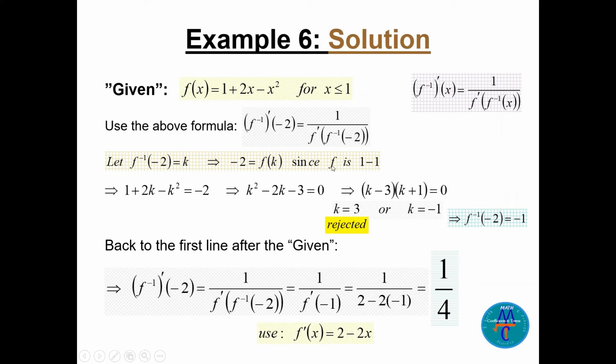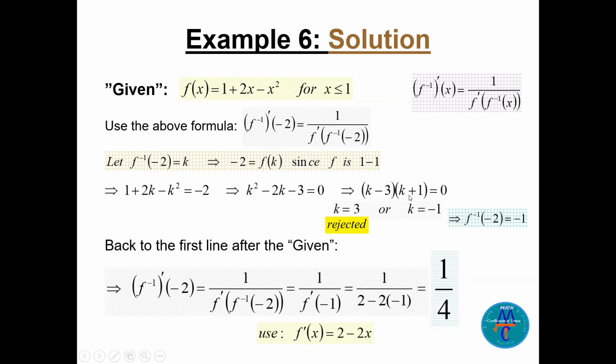Now the function is 1-to-1 for sure. f is given 1-to-1. So -2, I leave it here. f of k, I replace k in the function here: 1 plus 2k minus k squared. Then I simplify the equation. This is a quadratic equation: k squared minus 2k minus 3 is equal to 0. I factor it: (k minus 3)(k plus 1).